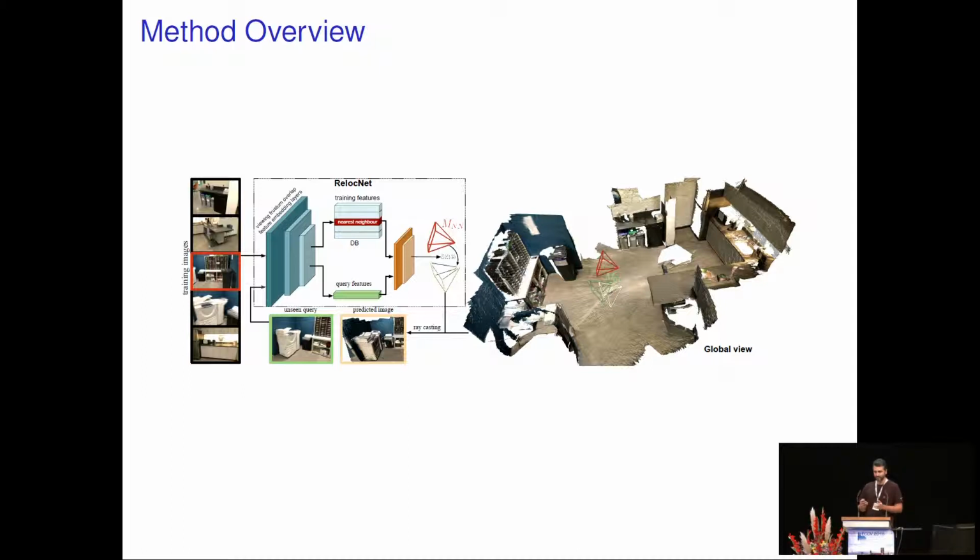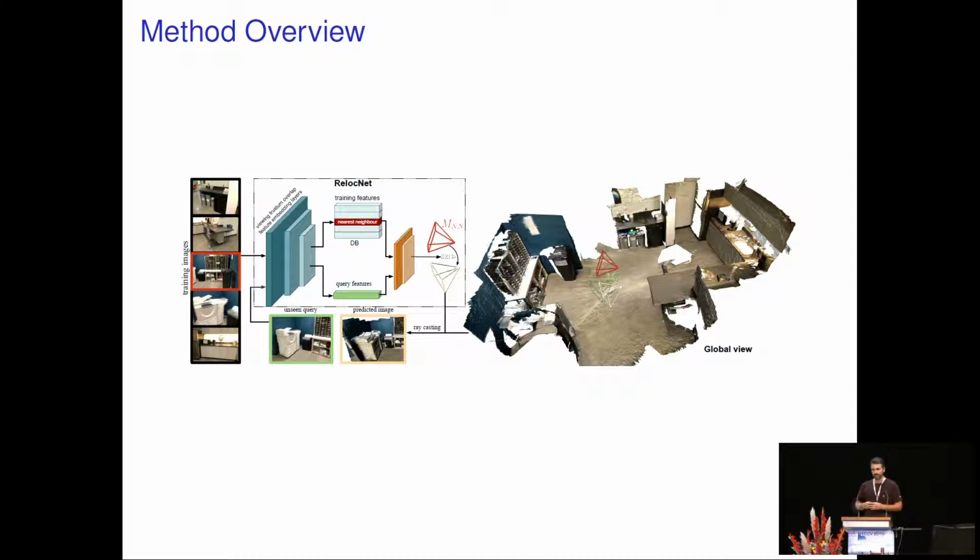The overview of the method can be seen in this slide. On the left, we have some training images that are stored in the dataset, and we know the poses for these images. Then we have a new unseen query, which is the one with the green outline, and we use our trained descriptors to find the nearest neighbor, which is in this case the red one.